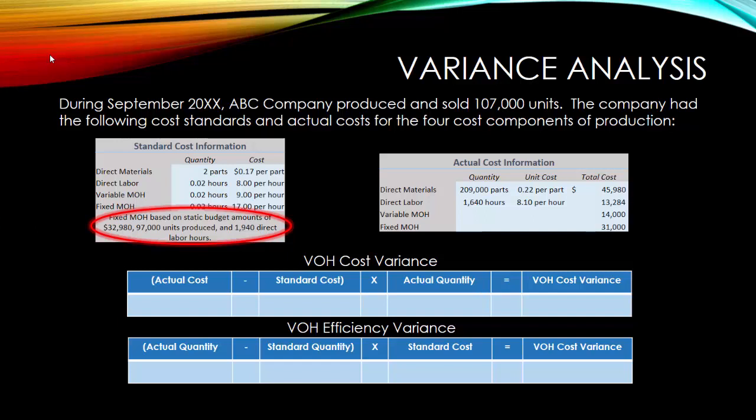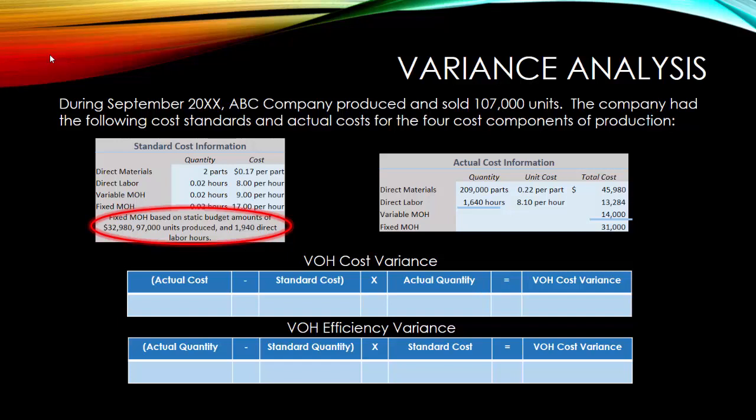But the big one here is that we budgeted for 1,940 direct labor hours at the beginning, and we were going to allocate our overhead over each hour because direct labor hours is our cost driver. So for actual cost, what we need to do is take that $14,000 in variable manufacturing overhead costs that we have and divide it by the actual quantity of our cost driver.